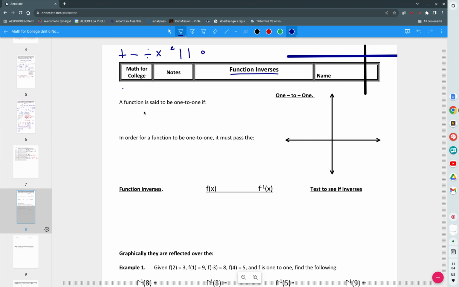Composition was that little circle. It was a new operation. We told you what to do with it. Did you take notes or something? Yeah, I have these notes.